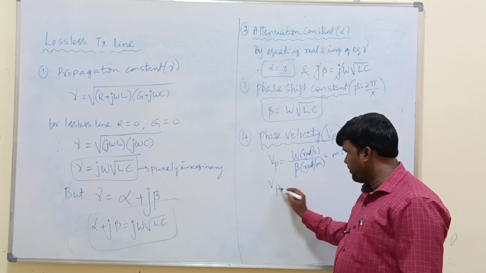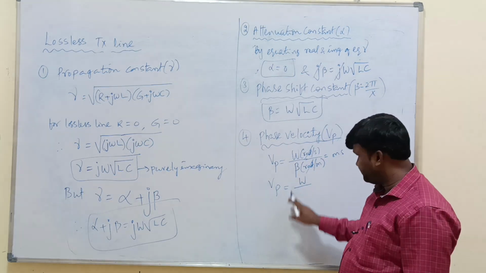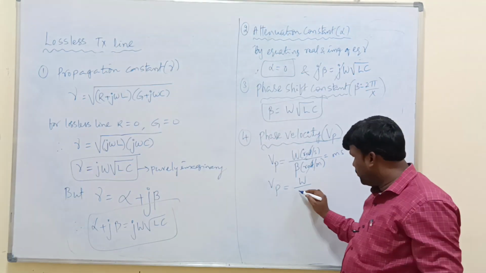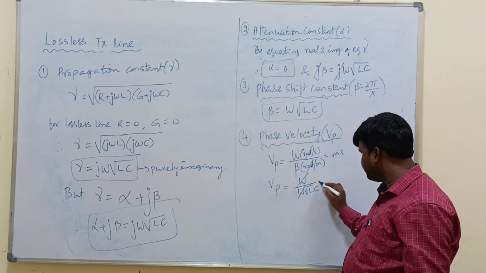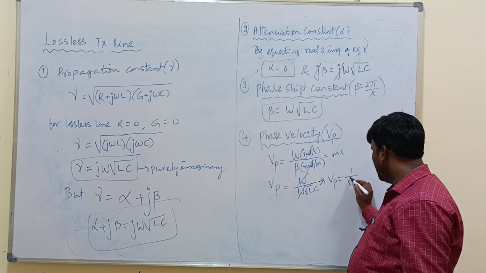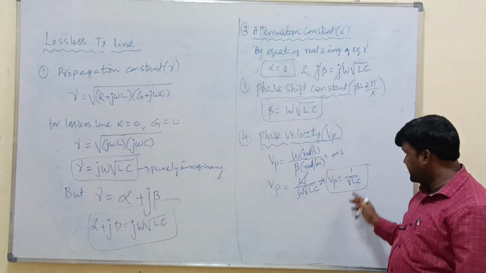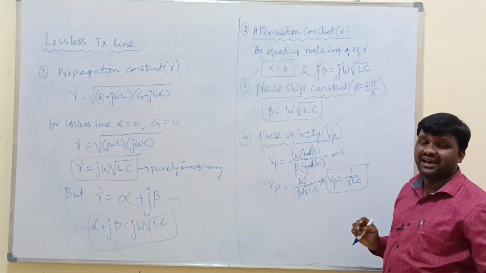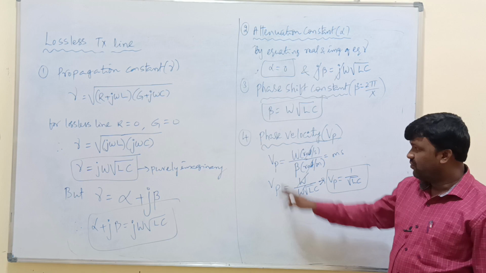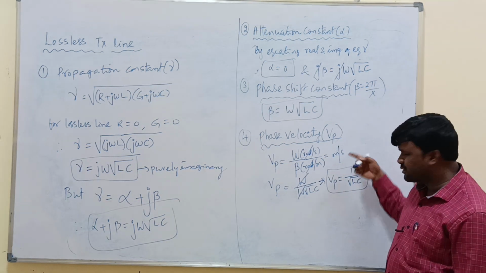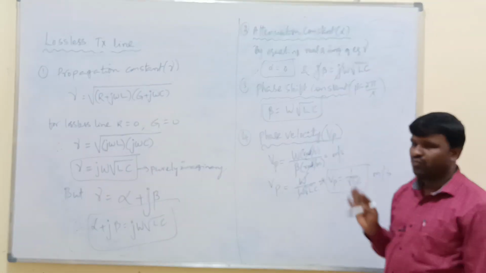So Vp equal to omega by beta. Substitute beta as omega root LC. The omega cancels. Vp equals 1 by root LC. Now I will ask one question: what is the unit of 1 by root LC in case of the lossless transmission line? This 1 by root LC indicates the phase velocity for a lossless line. For phase velocity, the units are meters per second. This is the fourth parameter.